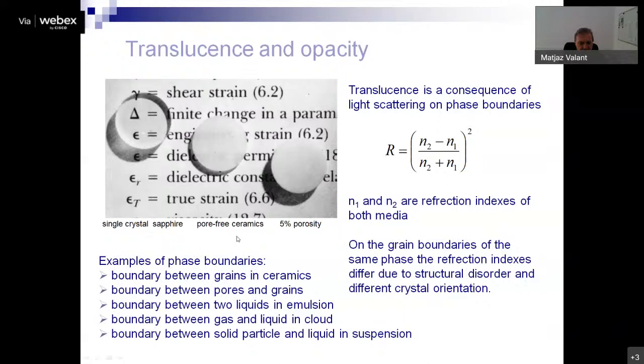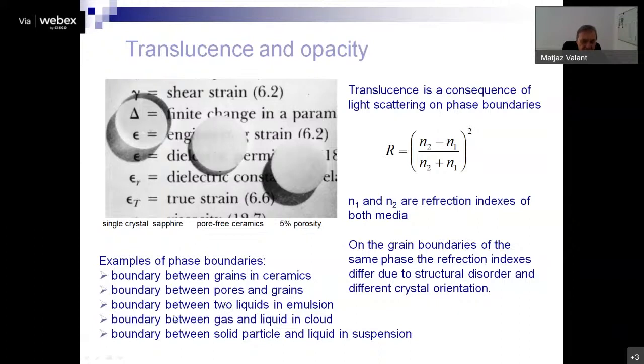Now, here I said that the light, of course, scatters on the phase boundaries between one grain and another. So that happens also on the phase boundary in very, very different systems. We were talking in this example about grains in ceramics, but it could also be between pores and grains, or in two liquids in an emulsion. This is why emulsions, like oil in the water, are white. This is because of the scattering of the light.